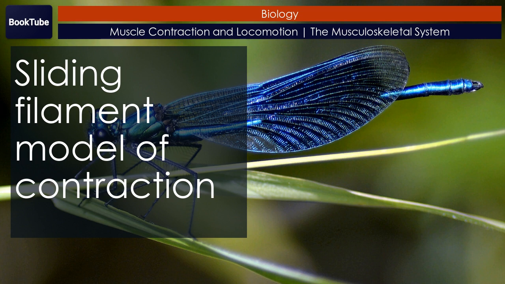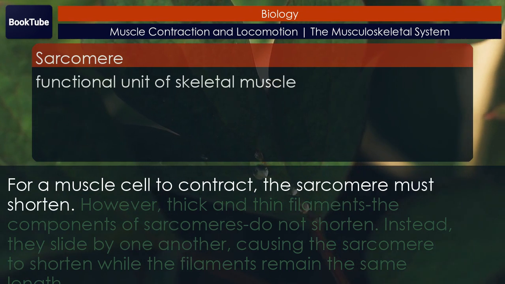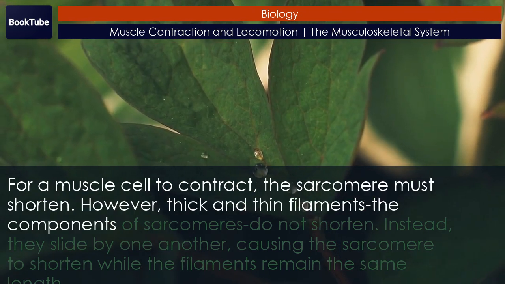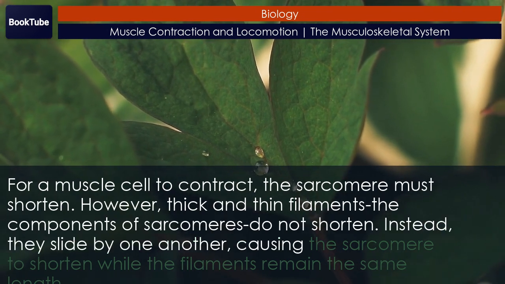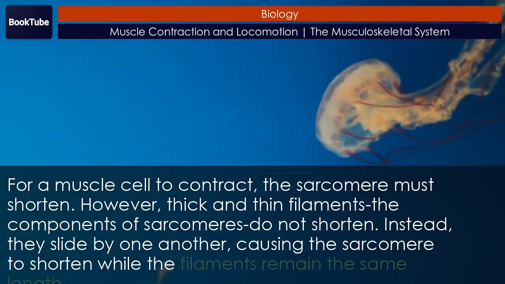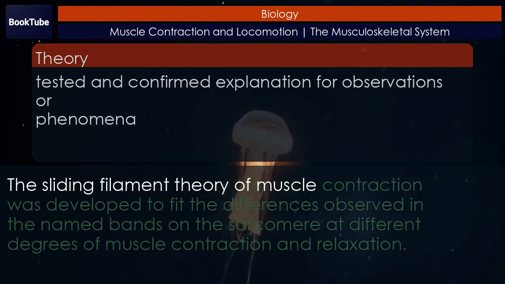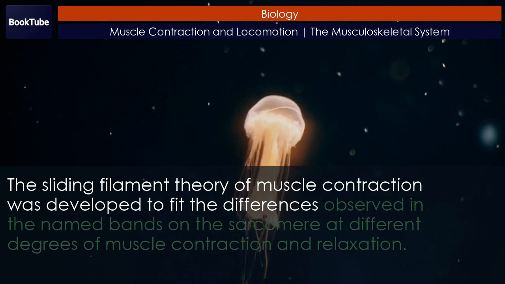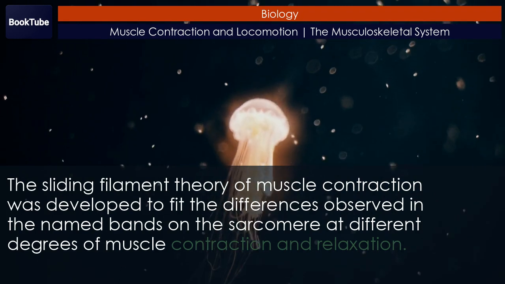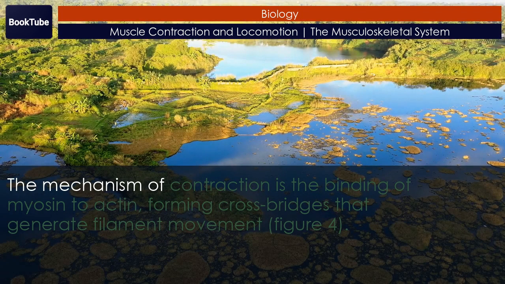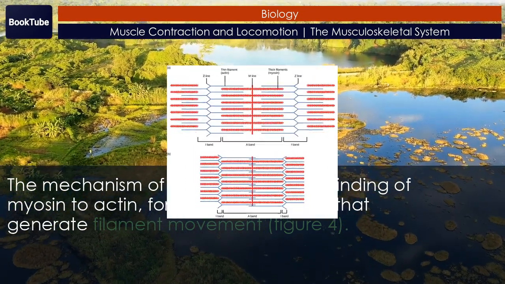Sliding filament model of contraction. For a muscle cell to contract, the sarcomere must shorten. However, thick and thin filaments, the components of sarcomeres, do not shorten. Instead, they slide by one another, causing the sarcomere to shorten while the filaments remain the same length. The sliding filament theory of muscle contraction was developed to fit the differences observed in the named bands on the sarcomere at different degrees of muscle contraction and relaxation. The mechanism of contraction is the binding of myosin to actin, forming cross bridges that generate filament movement.